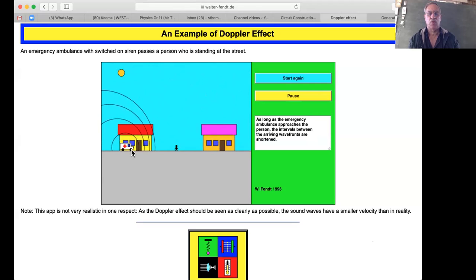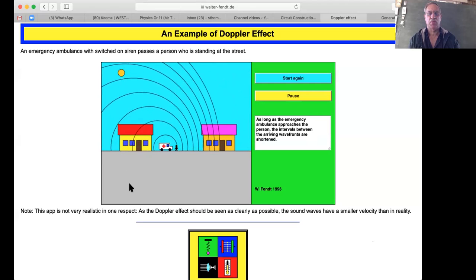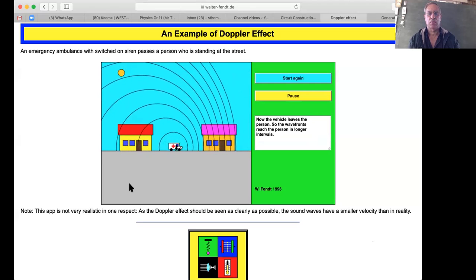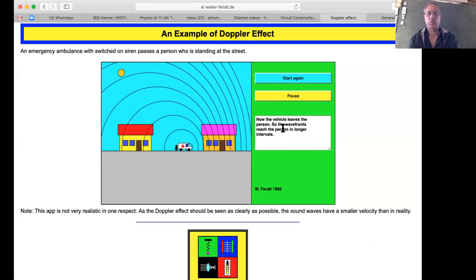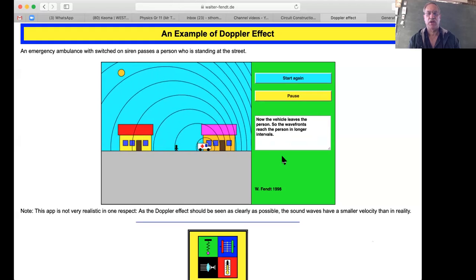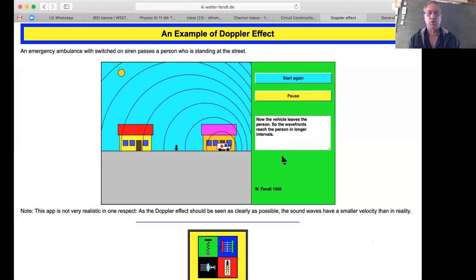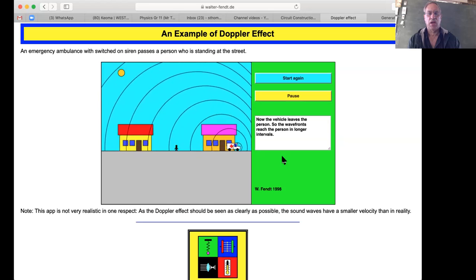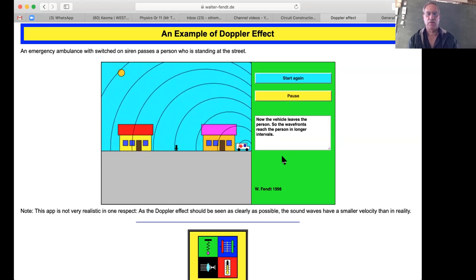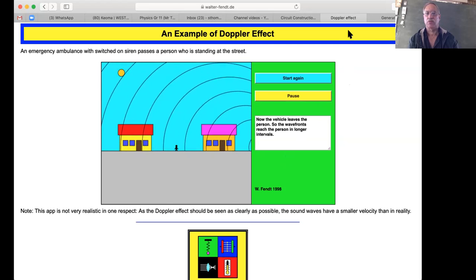The sound is moving away from it. And notice in front, the waves are compressed or squashed together, so they come to the person at a much greater rate. Now the vehicle leaves the person, so the wavefronts reach the person in longer intervals. So there's a longer wavelength, which means each wave is taking much longer to reach the person. And that is the Doppler effect. Okay, great.